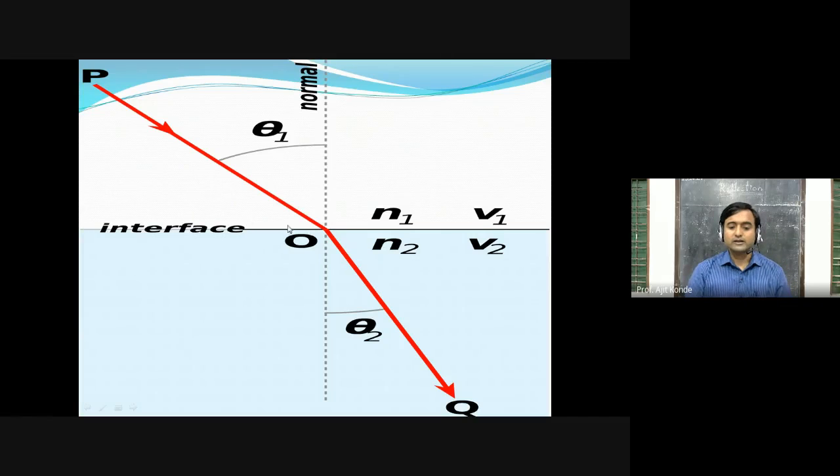Then it gets deviated in another medium. This one will be medium 1, this will be medium 2. The ray is incident at that point O, and then it is transmitted in the other medium. This is the angle of incidence, that is theta 1. This one is the second angle, which is theta 2.